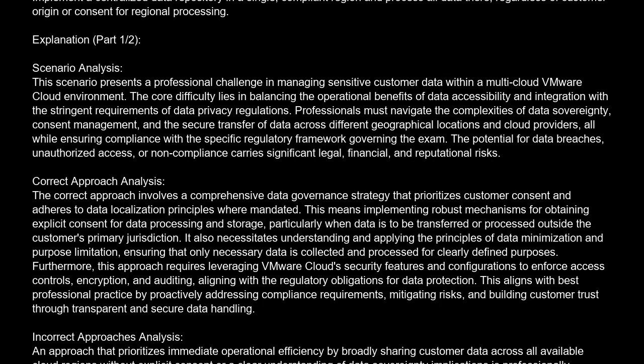The correct answer is A. Implement a centralized data repository in a single, compliant region and process all data there, regardless of customer origin or consent for regional processing. Explanation.